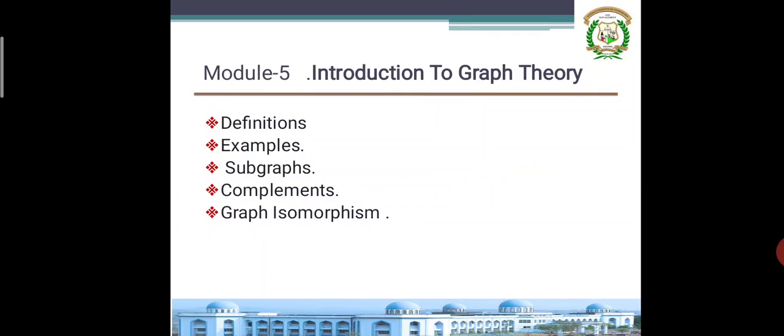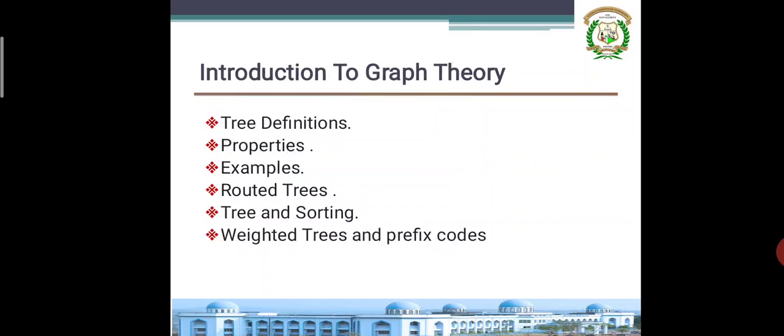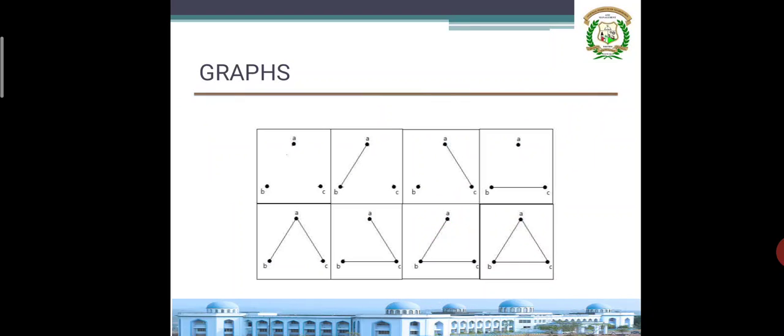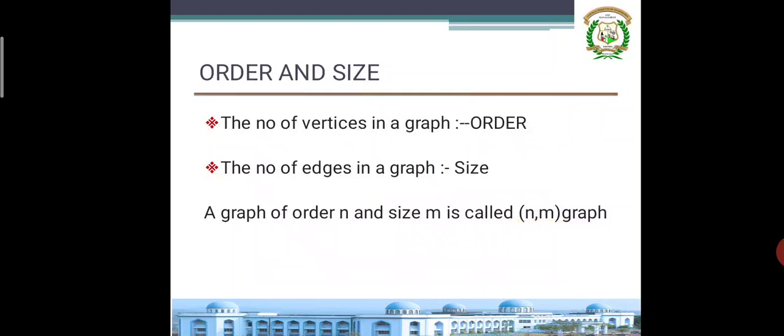Welcome back to Discrete Mathematical Structure, where we were studying the fifth module, Introduction to Graph Theory. Last class I clearly told you what a graph is and what it contains. A graph is nothing but a non-empty set of vertices and edges. Then we studied examples. This class we will continue.